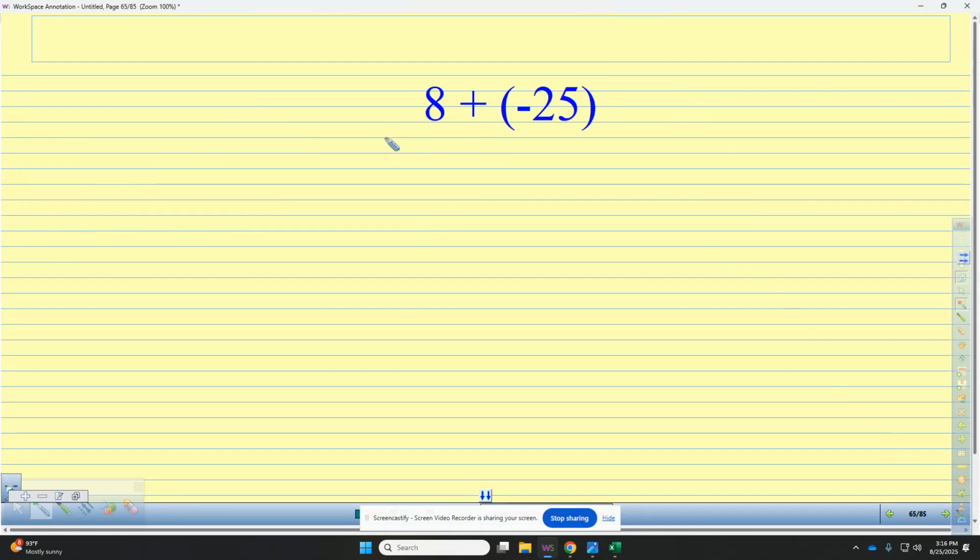Okay. Please write down 8 plus negative 25. Then go through the 3 steps and give an answer. So pause the video and try this on your own, please. See if you get the right answer.